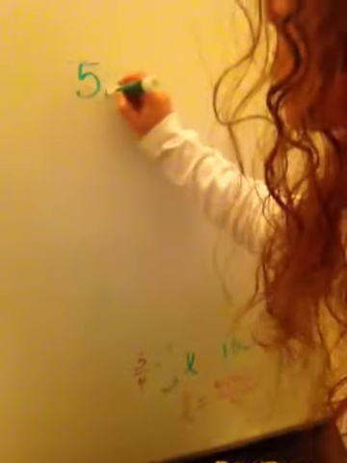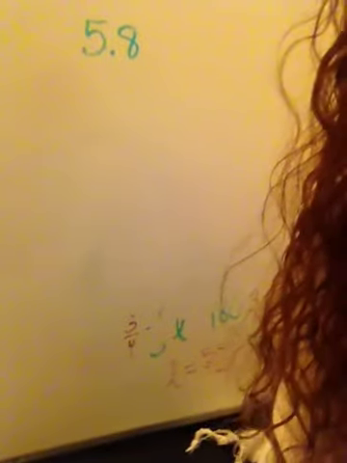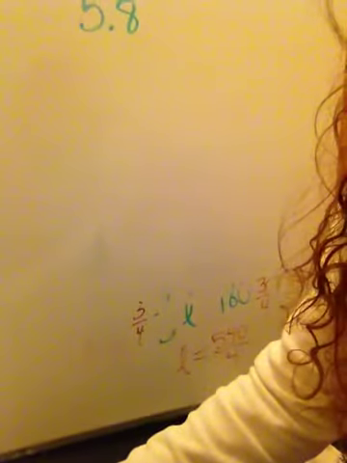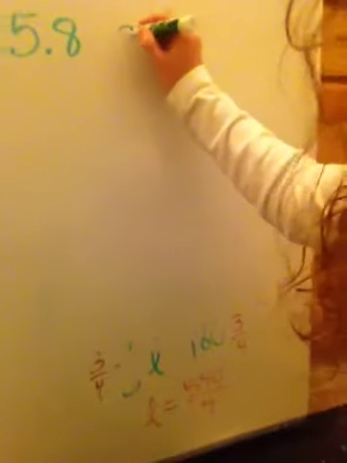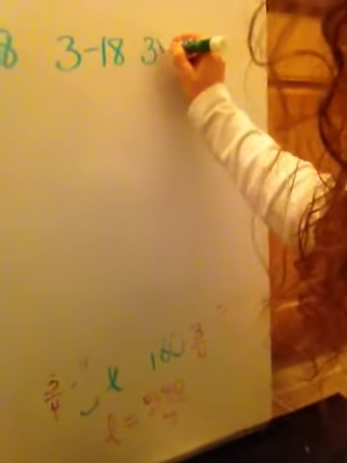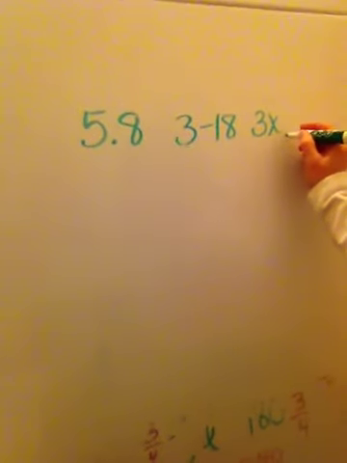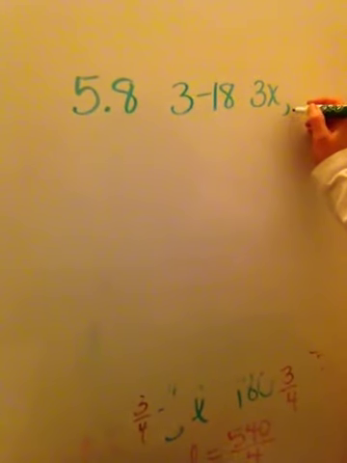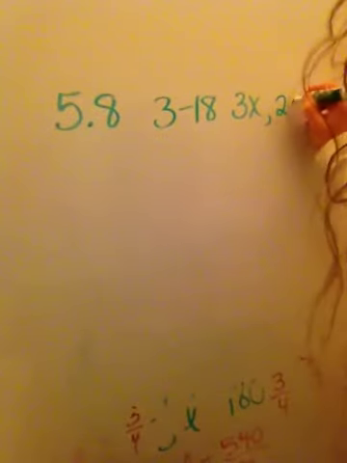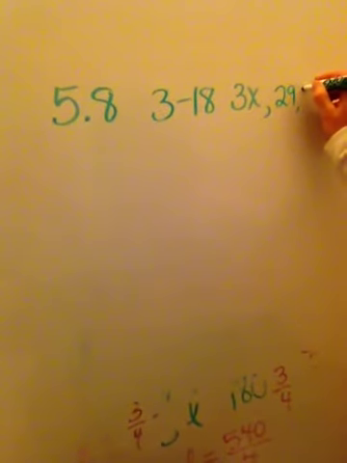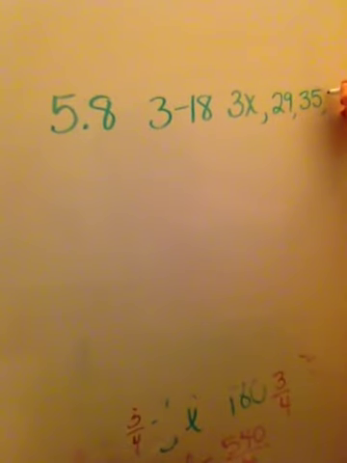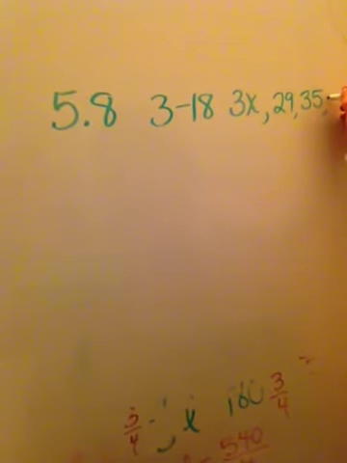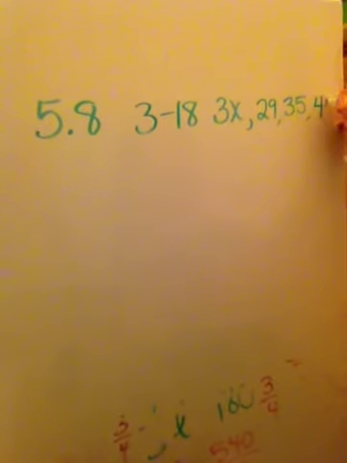5.8. You're going to be doing 3 through 18, multiples of 3. And you're doing a few story problems. You're doing 29, 35, and 41. I meant to do a different example for 41, so I've kind of walked through 41 with you, so it should be a lot easier for you to do it, hopefully.